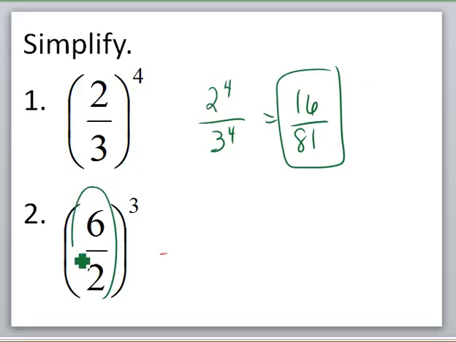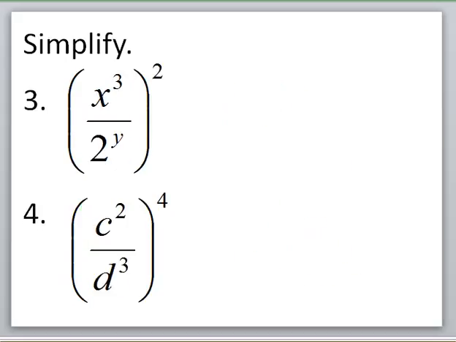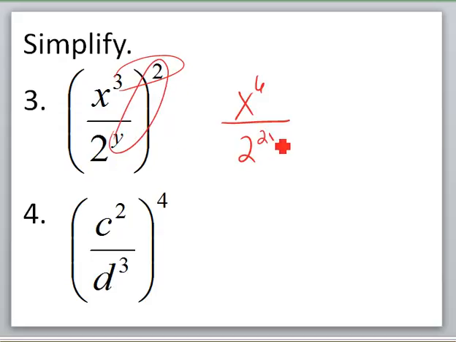On my next problem, I actually have something that's divisible, so I could just simply say this is 3 to the third power. And then that would be 3 times 3 times 3, which is 27. On the next problem, we have some variables here, so we'll say that we have x to the 6th, 3 times 2, over 2 to the 2 times y, which would just be 2y. I cannot do anything else to those because they're not like bases.